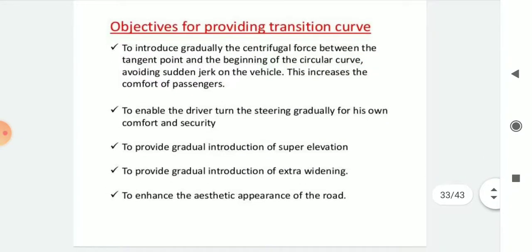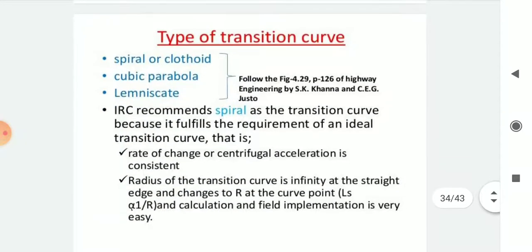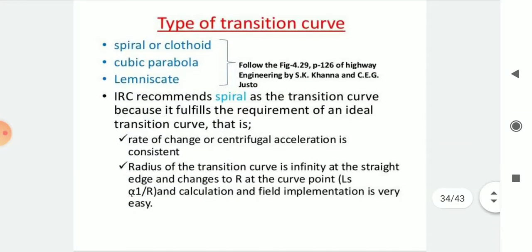Then what are the objectives of providing a transition curve? Why do we provide the transition curve? First, to enable the driver to turn the steering gradually for his own comfort and security, to provide gradual introduction of superelevation, to provide gradual introduction of extra widening, to enhance the aesthetic appearance of the roads, etc. What are the types of transition curve? Spiral or clothoid, cubic parabola, and lemniscate are the types of transition curve.